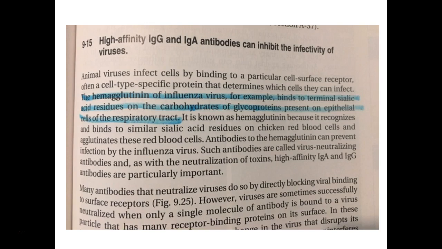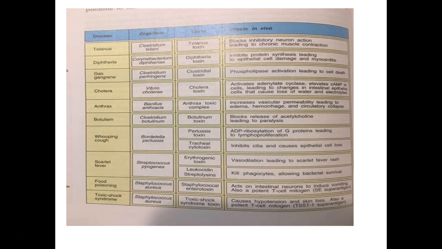Where does it get its name? From the fact that it can clump up, hemagglutinin, chicken red blood cells. So for some reason, they exposed chicken red blood cells to this and it caused them to clump. And so that's how it got its name.